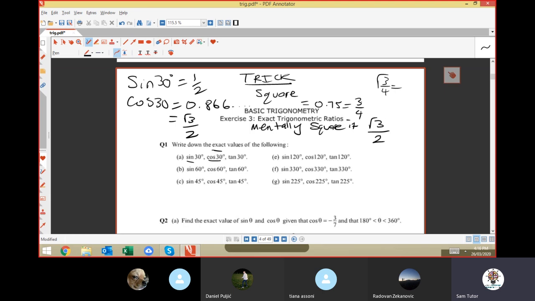Again, what did we do? We got this answer here, and we are mentally square rooting it. So the square root of 3 is root 3, the square root of 4 is 2. The answer we're looking for for cos 30 is root 3 on 2. So sine 30 was a half, and this one's root 3 on 2. Anybody not get what I've done there?